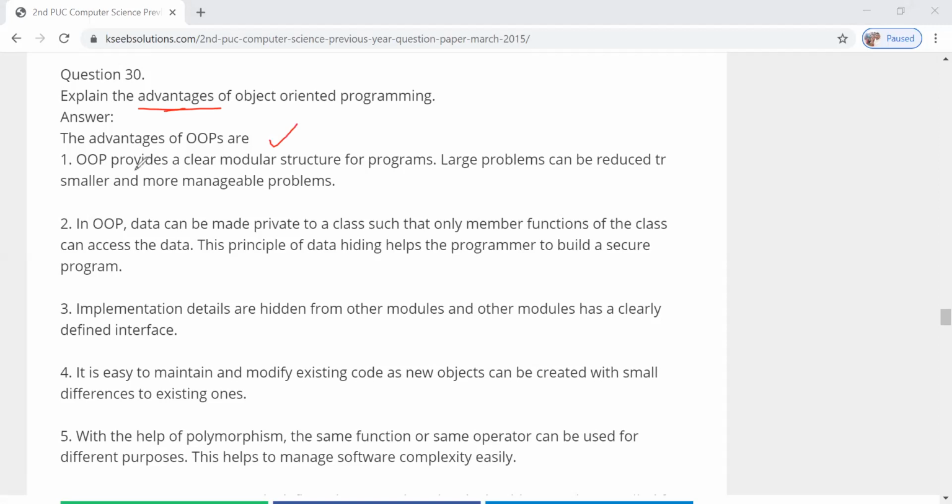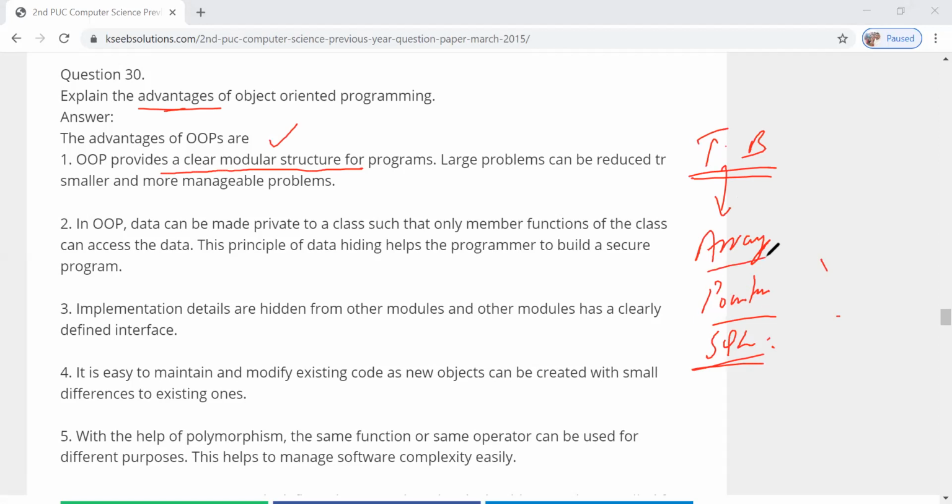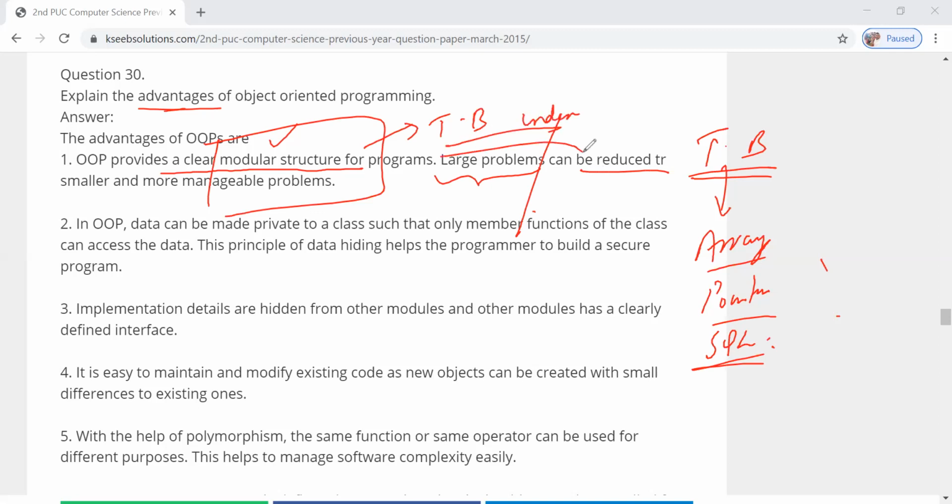The first point we can see is that it provides a clear modular structure. For example, our textbook is there, correct? It has a lot of chapters, like arrays, pointers, SQL. So here also, large problems are reduced or subdivided into small problems. Modular structure. Our textbook index is the best example for that. A large textbook is divided into small topics.